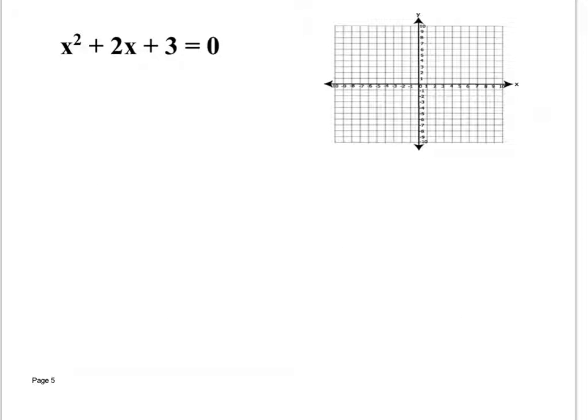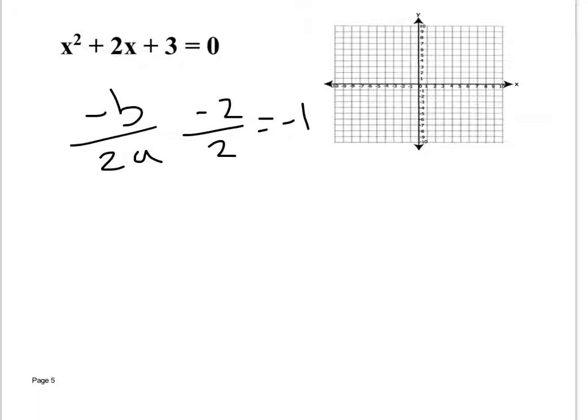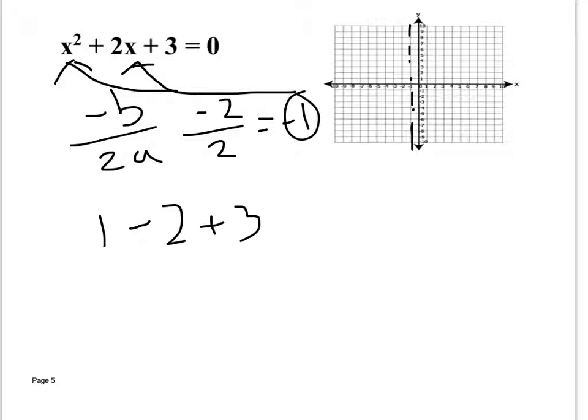All right, let's graph this one. I've got to find my axis of symmetry using this formula, -b over 2a. This gives me -2 over 2, which is -1. So there's my axis of symmetry. Then I find my vertex by plugging -1 in for x. -1 times -1 is 1. -1 times 2 is -2. 1 plus 3 is 4. 4 minus 2 is 2. So my vertex is at -1, 2.